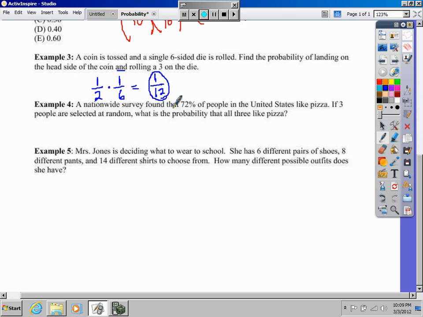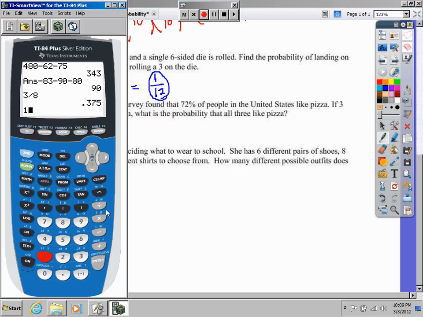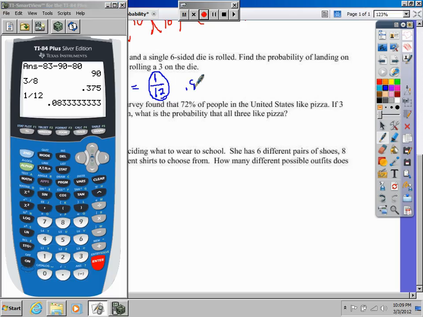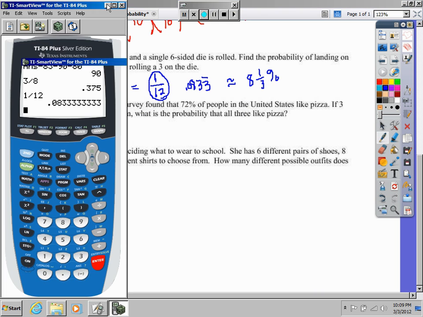So I can represent a probability as a fraction, or I could convert it to a decimal by taking 1 divided by 12, and I could write it as 0.0833 repeating, which is the same thing as 8 1/3%, because 0.3 repeating is the same as 1/3.